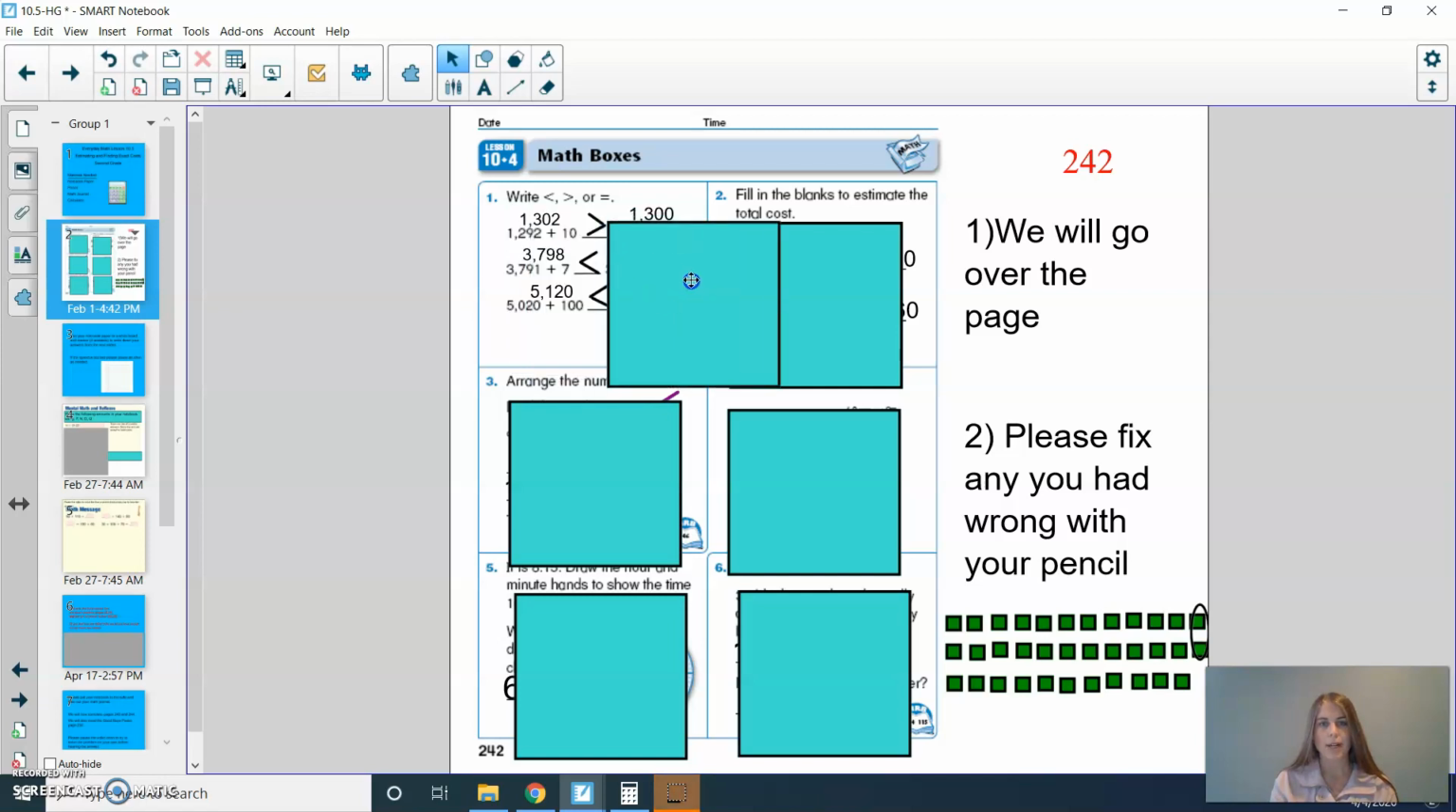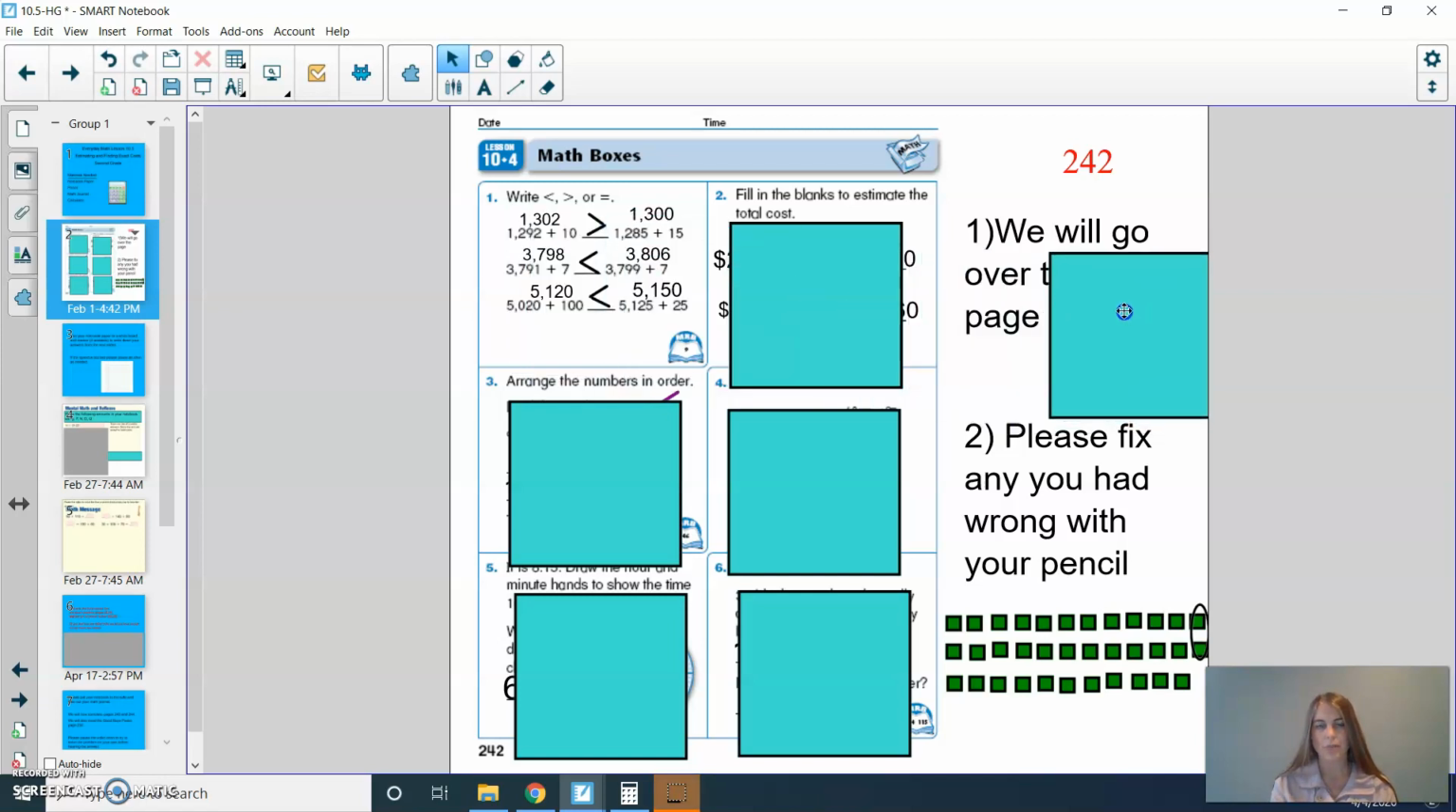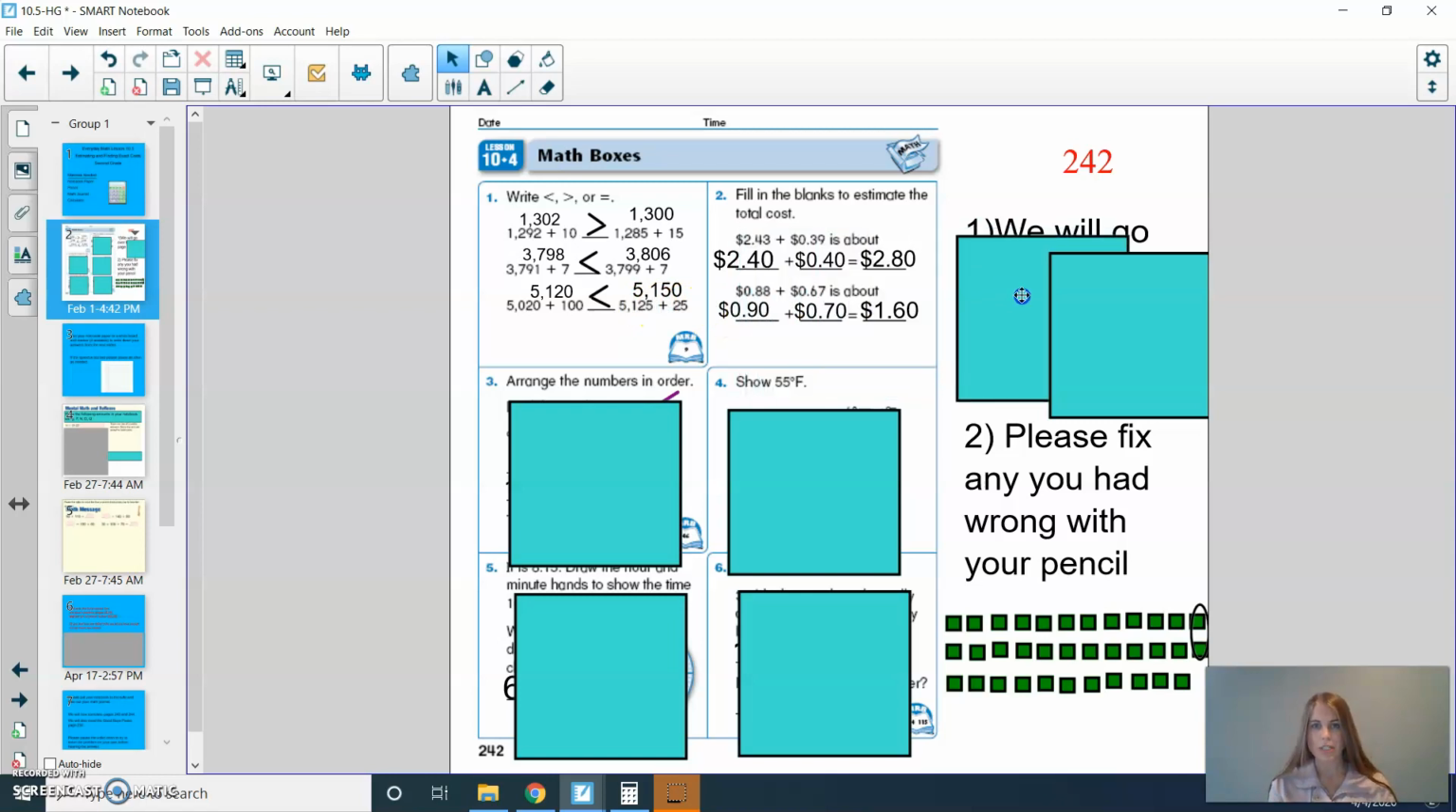So for problem number 1, we needed to do less than, greater than, or equal to for each of these. So you'll notice I solved the problems on the top, so then I was able to see. So for the first one, I can see 1,302 is greater than 1,300. 3,798 is less than 3,806. 5,120 is less than 5,150.